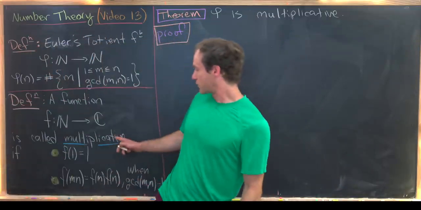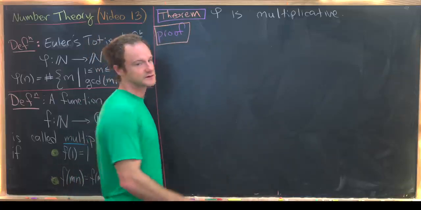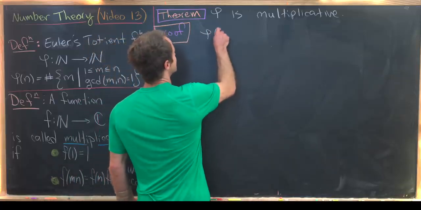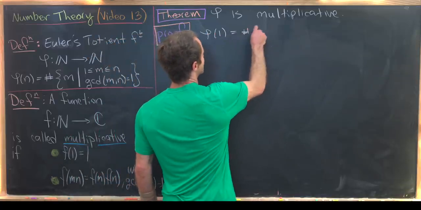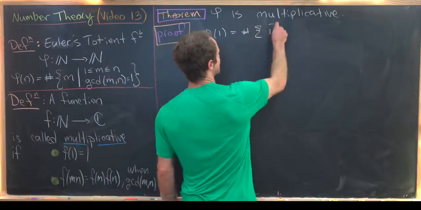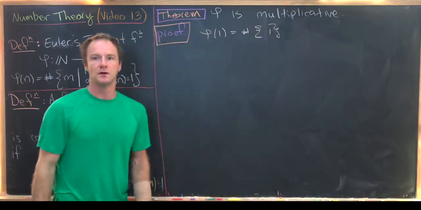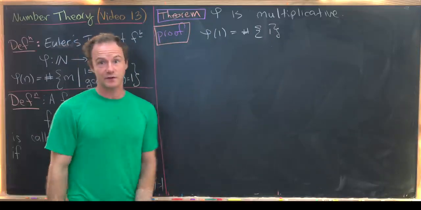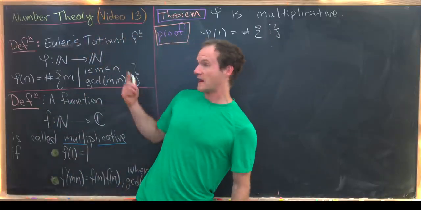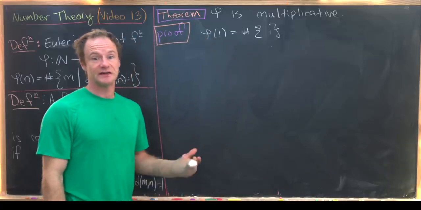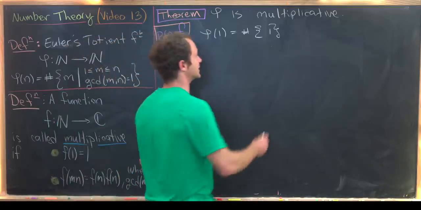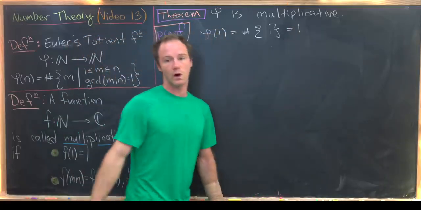We'll start by proving that the first condition holds, but that's pretty easy. Notice that phi of 1 is the number of elements in the set containing just 1. Well, why is that? Well, 1 is the only number between 1 and 1 that has GCD of 1 with 1. So we're pretty good to go there. This is equal to 1.